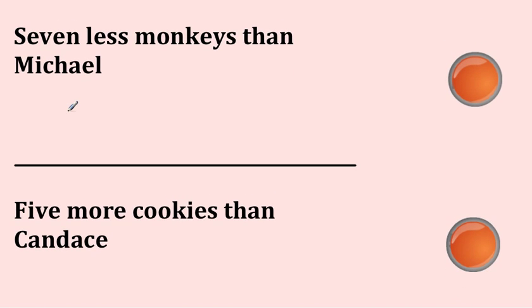All right, so here we go. 7 less monkeys than Michael. I have 7 less monkeys than Michael. So what do I need to know? Well, I need to know how many monkeys Michael has first. So I'm going to start with M. Whether it's for Michael, whether it's for monkeys, I'm going to make it stand for Michael. And if I have 7 less monkeys than Michael, I need to take monkeys and subtract 7, and that'll tell me what I have. M minus 7.